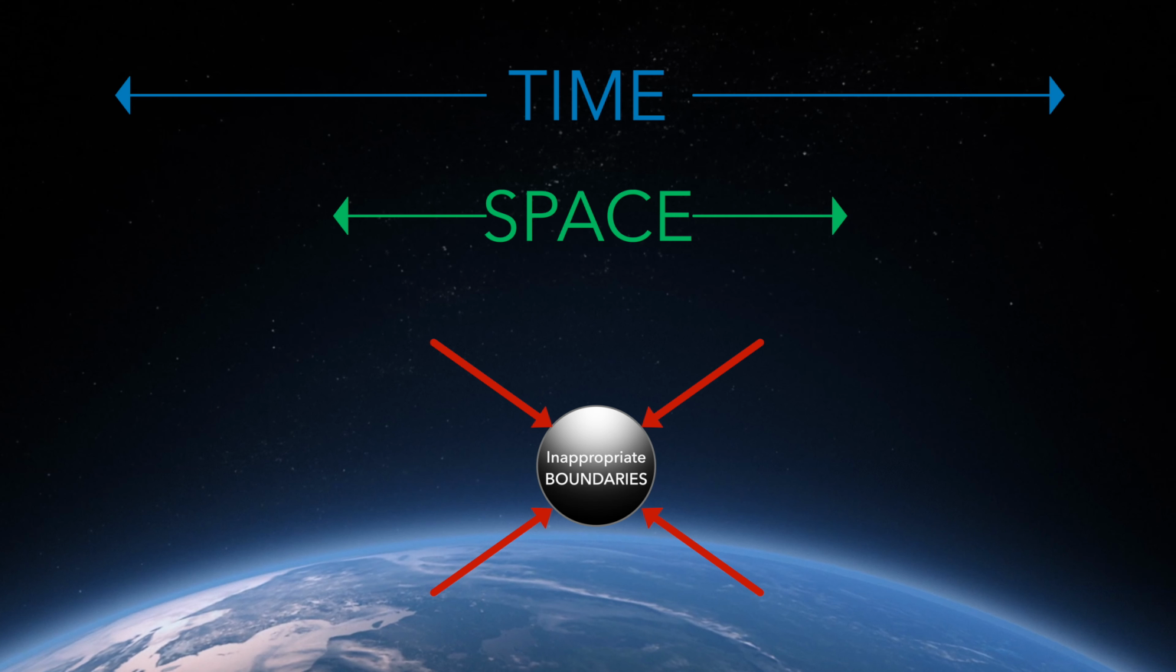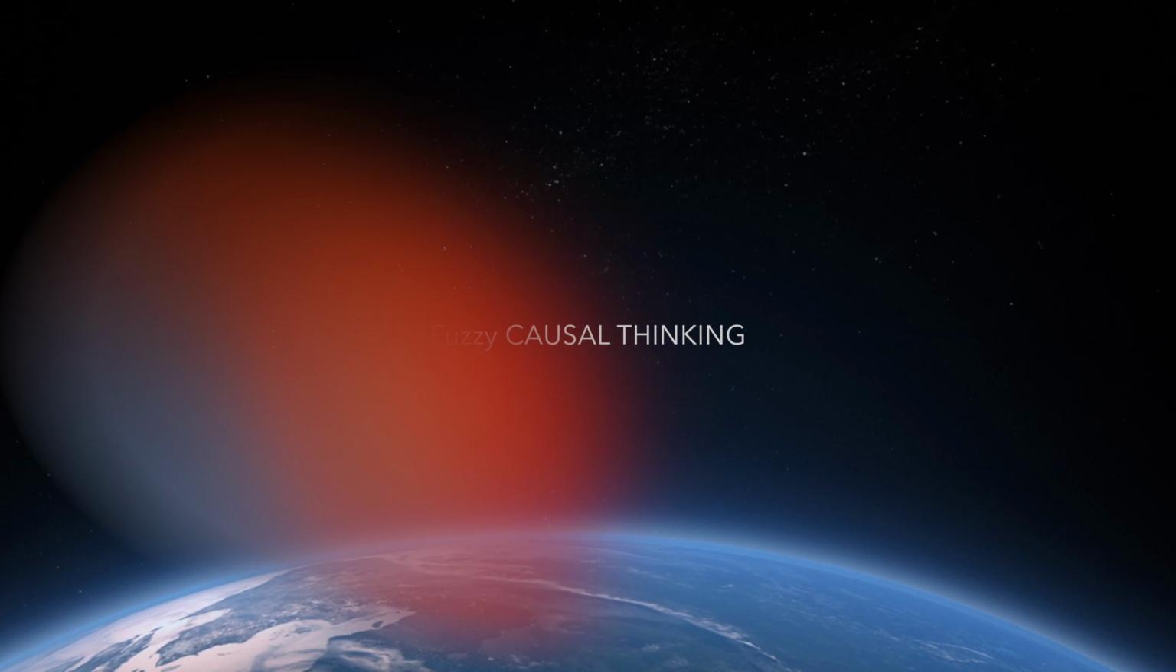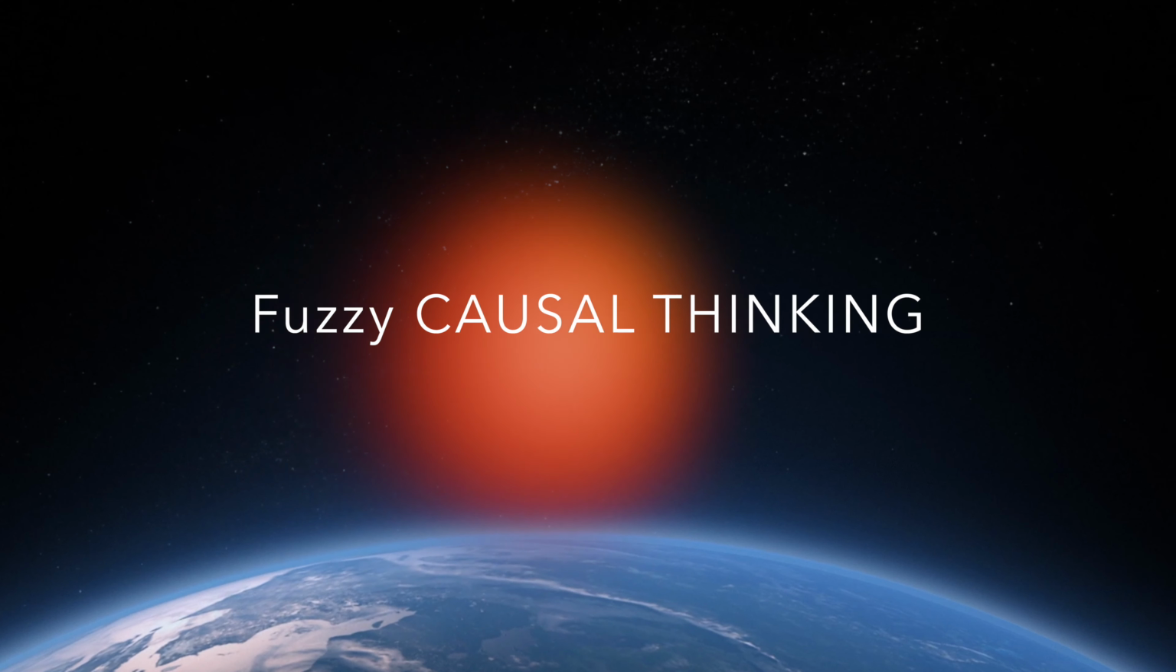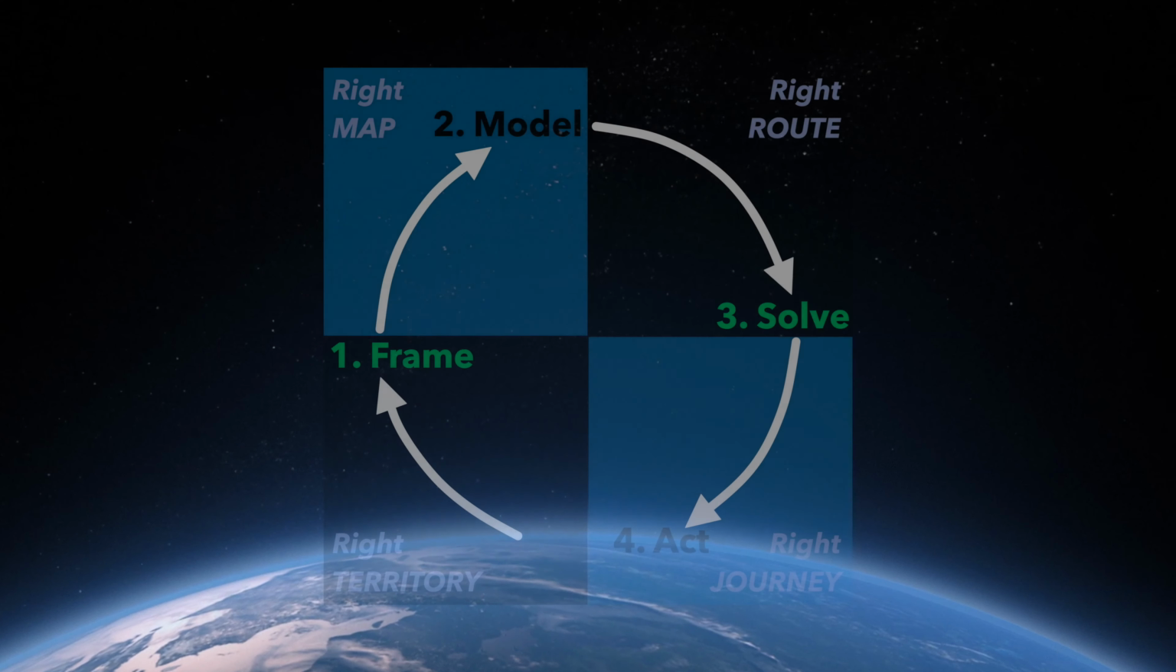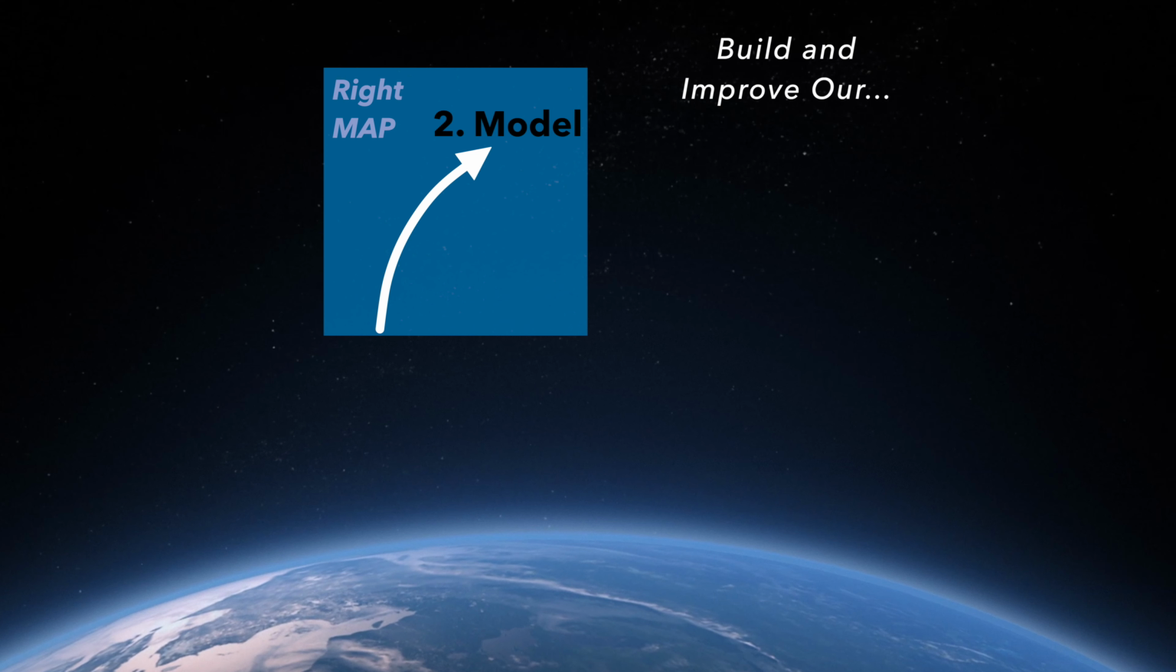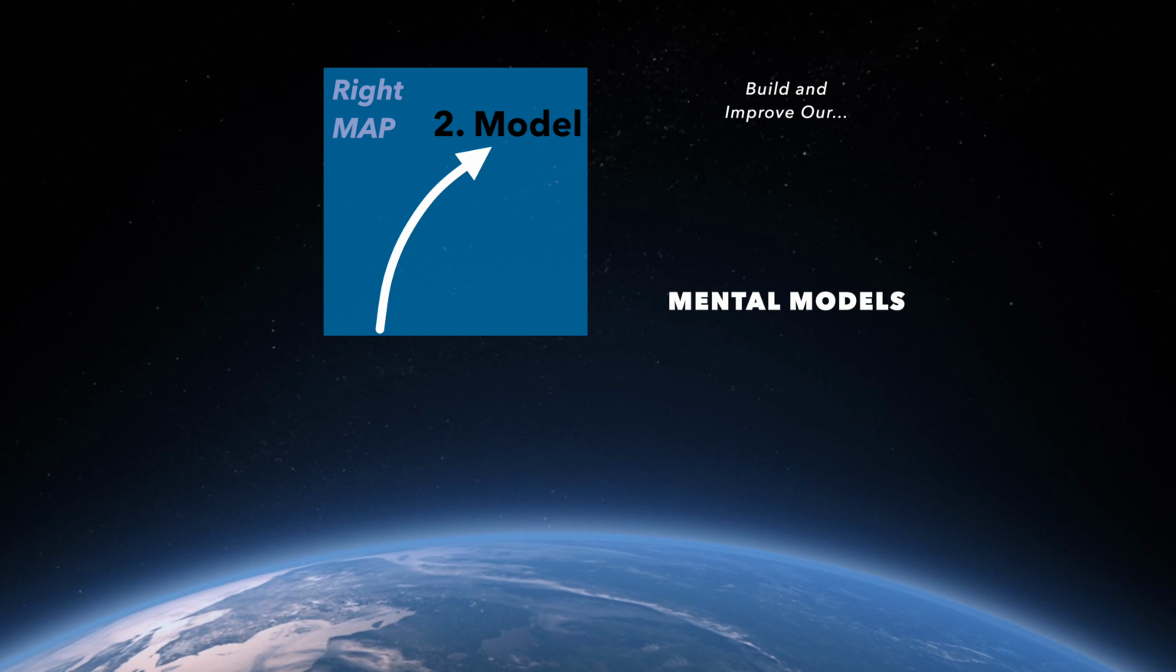We also described how we often apply inappropriate, limited boundaries to framing up important issues, and that we then use fuzzy thinking to solve. Once you've applied the SYSQ skills to frame up an issue, to choose the right territory, the next step is to develop the right map. This is where we build, improve our mental model of the issue to address. This video will describe the skills required to build and improve the most useful mental models.